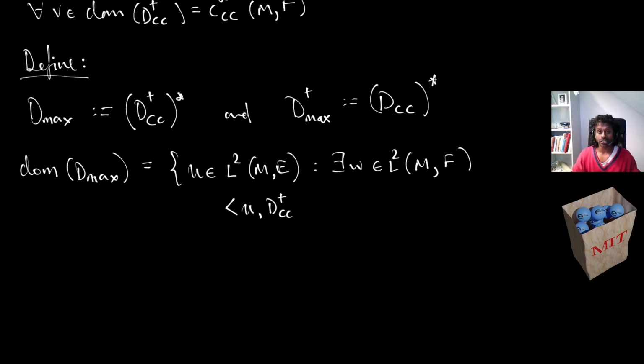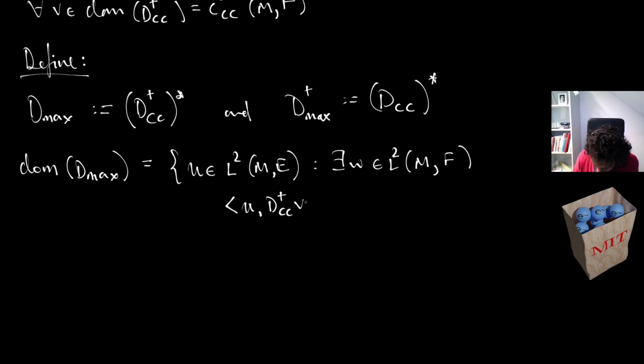I think the refined question is whether d_max dagger is the adjoint of d_max. And absolutely not. In general, that cannot be the case, and we'll see that if it were, then we wouldn't have any boundary value problems. So anyway, the domain of d_max consists of the u in L2 such that there exists w in L2(M, F) such that this formula holds. This is what it means for something to be in the domain of d_max.